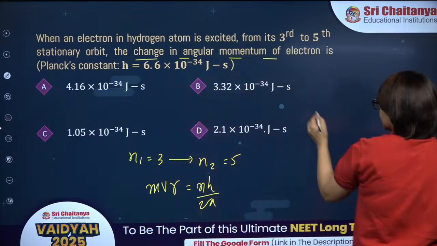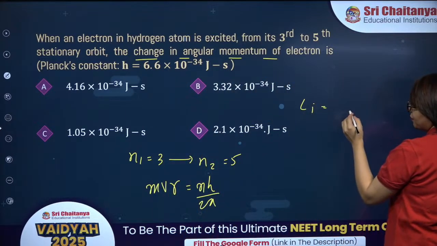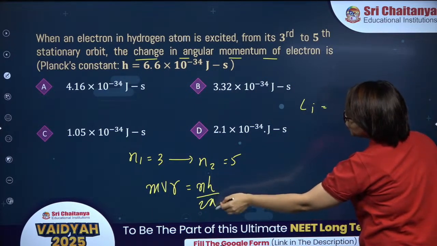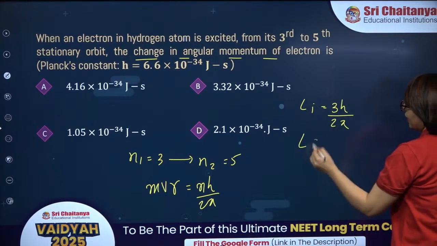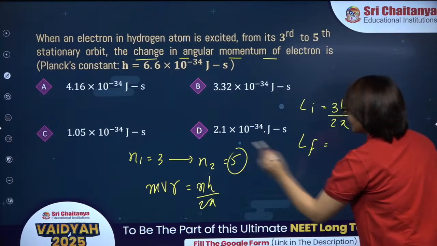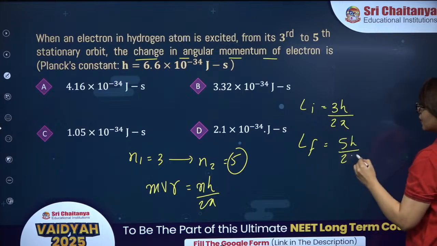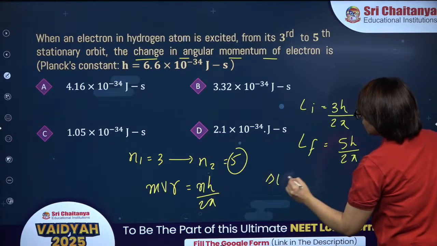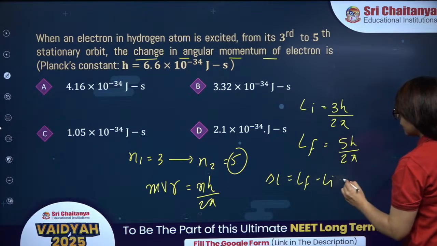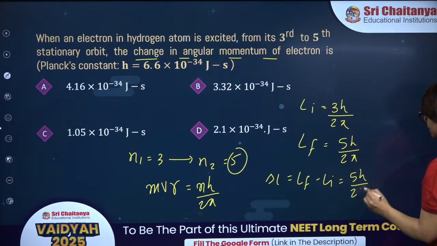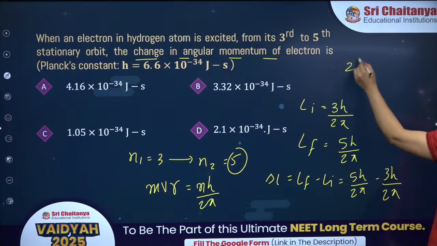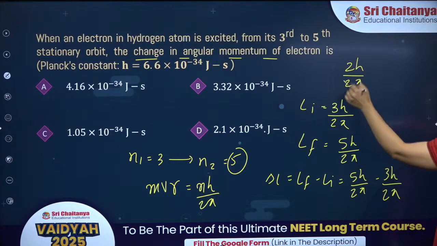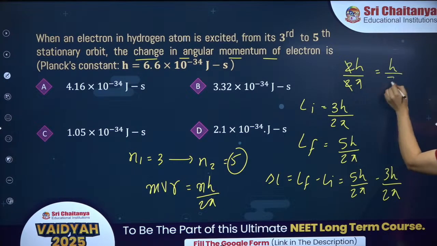Angular momentum initial is mvr and it should be nh upon 2 pi. So n is 3, 3h upon 2 pi. Final, n is now 5, so it is 5h upon 2 pi. So what is the change in angular momentum? L final minus L initial, 5h upon 2 pi minus 3h upon 2 pi. So it will be 2h upon 2 pi, 2 cancels, so it is h upon pi.